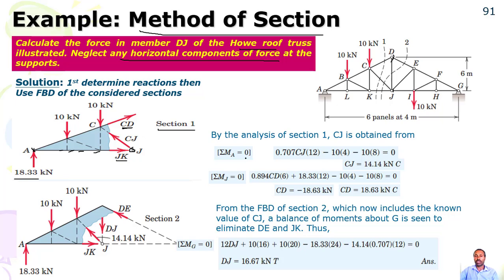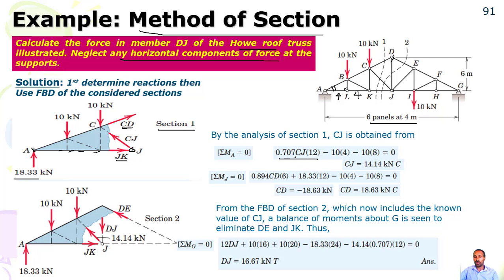Summation of moment at A is equal to 0. Then you have this distance, which is CJ, the perpendicular distance. First, you have to determine this angle using 6 panels at 4 meters, which means 1, 2, 3, 4, 5, 6, each 4 meter distance. Then you have the total height of 6 meters, so you can find this angle. Then finally, by geometry, you can find the perpendicular distance, and the other distances can also be computed.